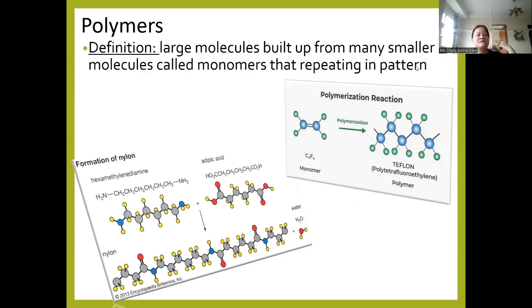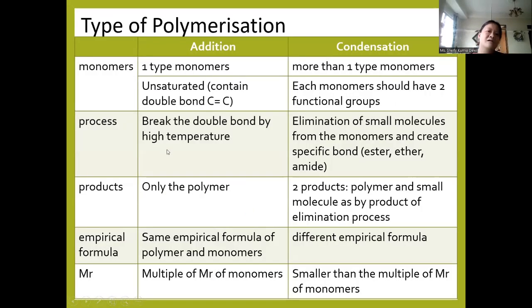Okay. Polymerization reaction: there are two ways of polymerization, creating polymer from the monomers. The first one is called addition. In addition polymerization, there should be a double bond. The monomer should have a double bond in addition polymerization. While in condensation, it can have more than one monomer. Usually, it has two types of monomer. Sometimes it only has one, for example, starch, which is made by condensation.